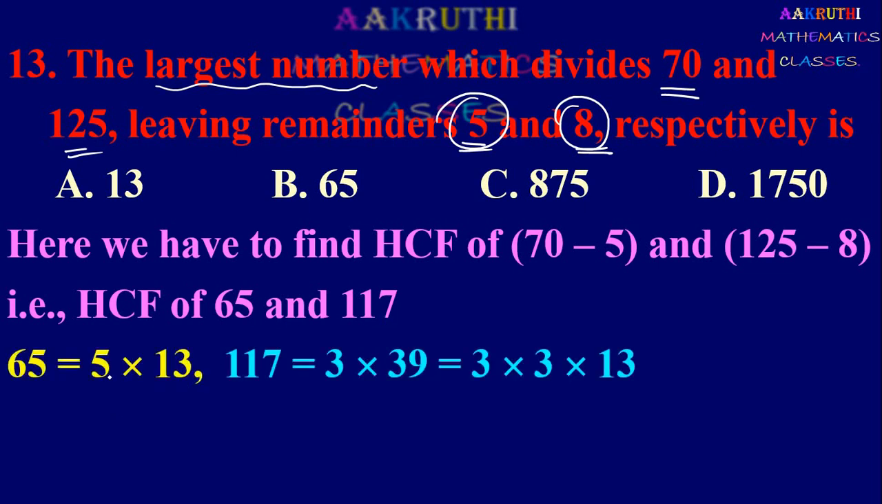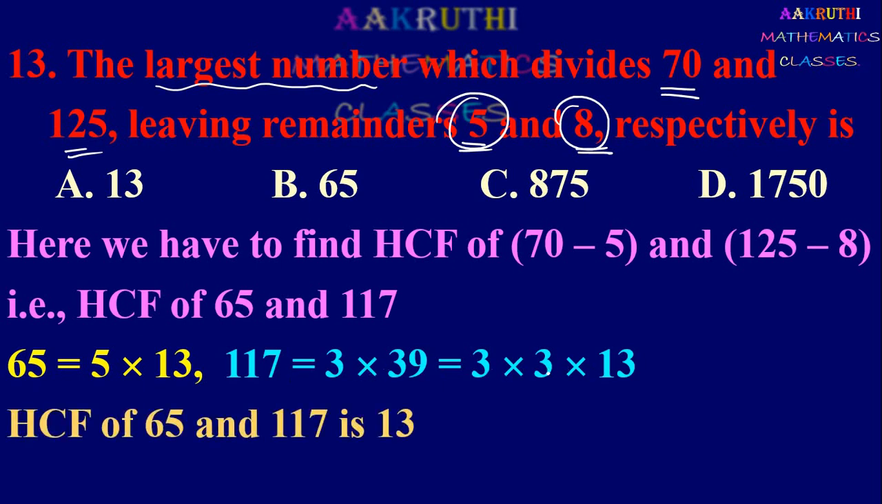So here 65 can be written as 5 into 13 and 117 can be written as 3 into 39, which is the same as 3 into 3 into 13. So which is 3 square into 13, and here HCF is 13. Therefore HCF of 65 and 117 is 13. So therefore the required answer is 13, which is option A. So here the correct option is option A.